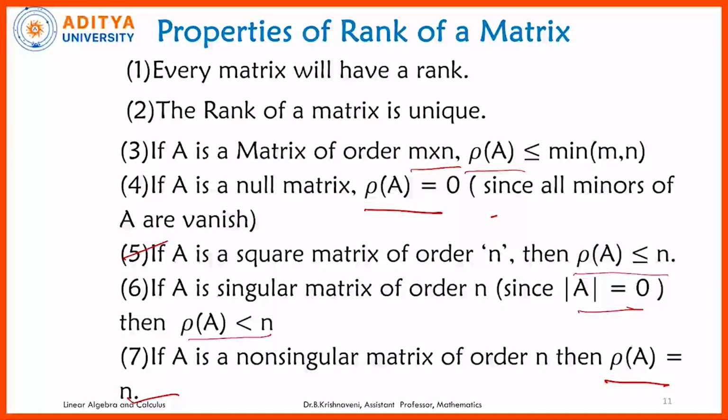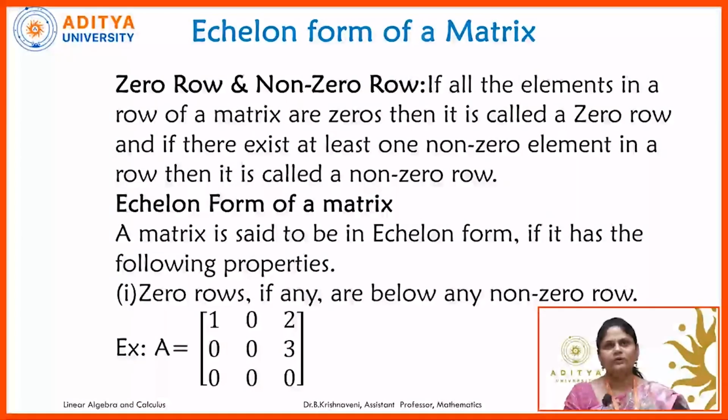Here you can see the two kinds of matrix of order n, singular and non-singular. If it is singular, the rank must be less than n, and if it is non-singular, the rank must be equal to n. Now let's move to the topic called echelon form of a matrix. Before starting, what is the use of echelon form of a matrix? Mostly we calculate the rank using echelon form.